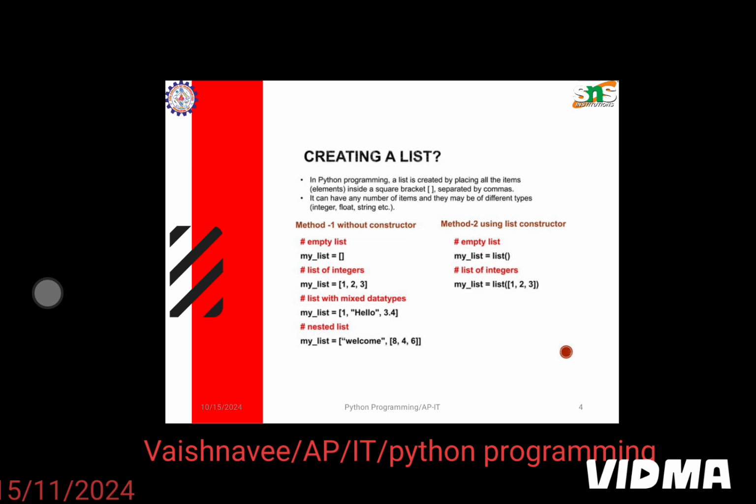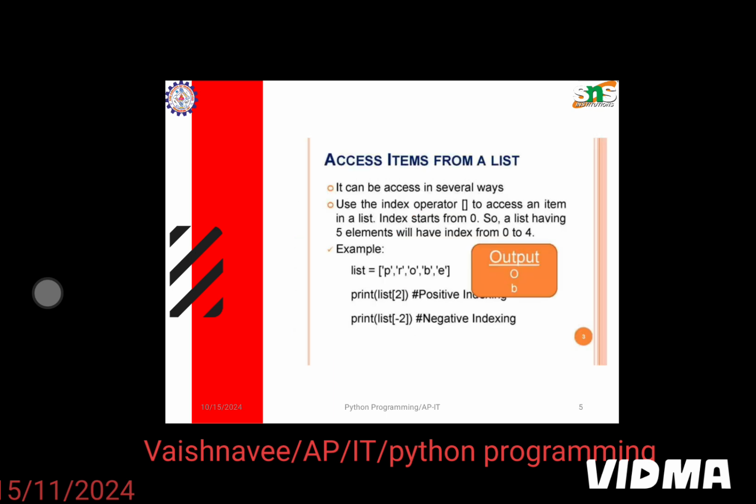When it comes to the constructor, we use my_list equals the list function. The list is created within the function, and we give the values. So this is about the constructor. As we have created the list, let us see how to access the items in a list.